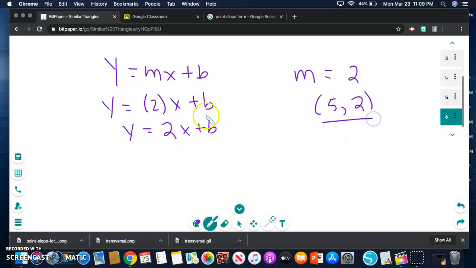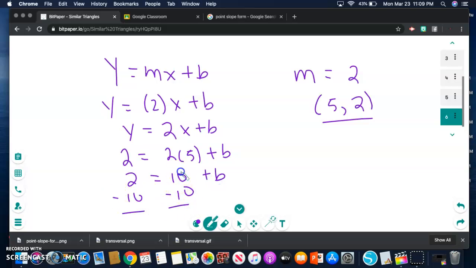Well, since you're given a point, this is going to help you go ahead and find out your y-intercept with the given information. So y will become 2, and then your x will become 5. So now we're going to solve for b. You're going to subtract 10 on both sides, and that's going to give you -8 is equal to b. So your y-intercept is going to be b, but it's going to be -8. So if I were to bring all this information back together, it will still bring me to y equals 2x minus 8.